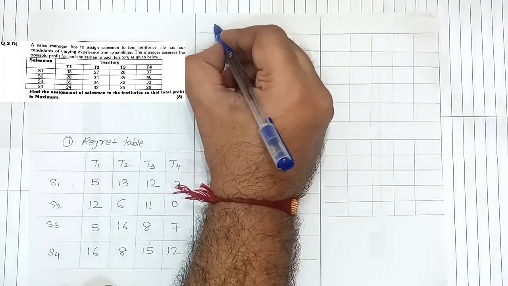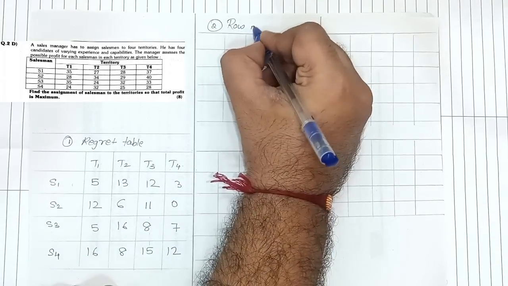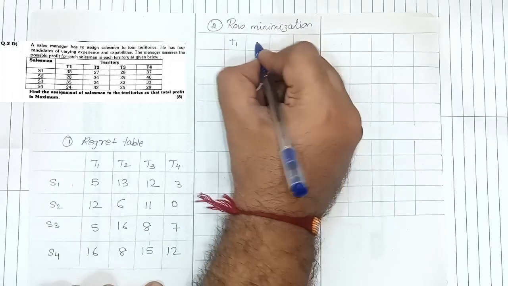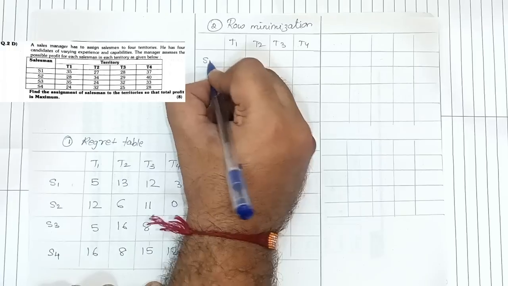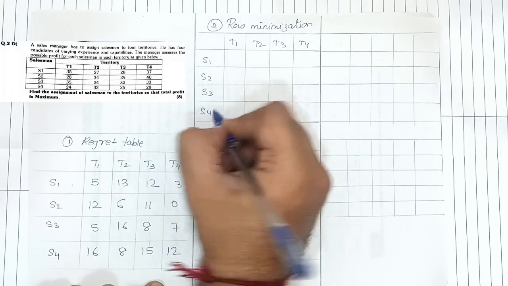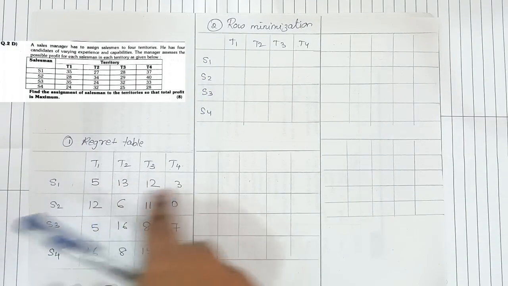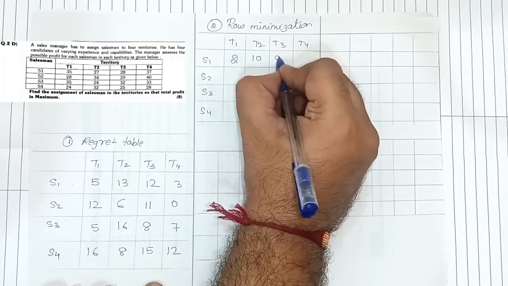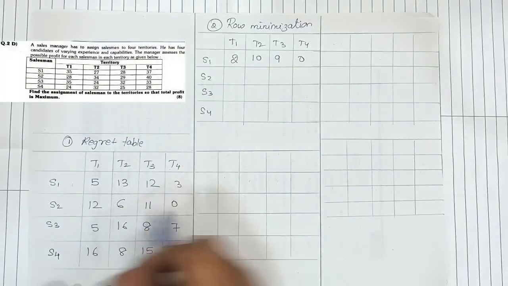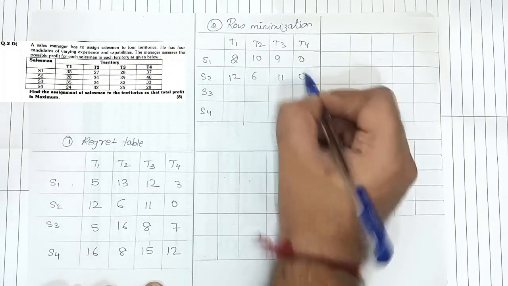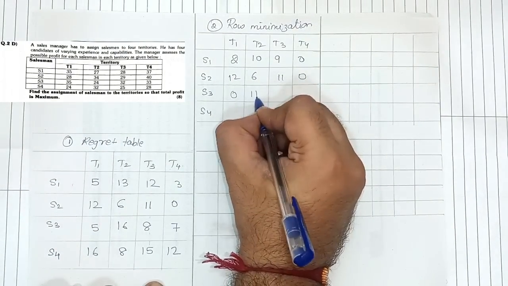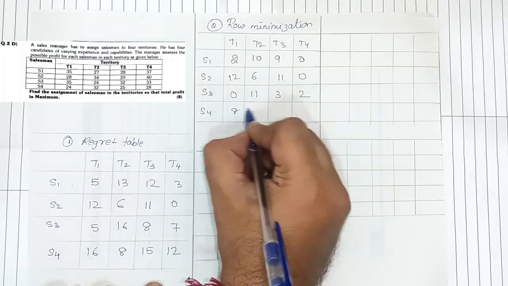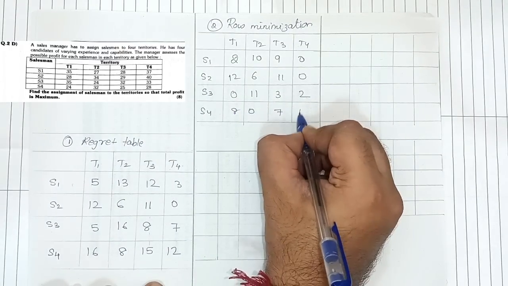After making that, the second step is row minimization. Again the table remains the same, T1, T2, T3, T4, S1, S2, S3, S4. Row wise, pick up the lowest value and subtract it from all other numbers. The first row's lowest is 3, so 5 minus 3 is 2, then 10, 9, 0. In the second row, the lowest is 0, so every value will remain as it is. In the third row, 5 is the lowest value, so 0, 11, 3 and 2. In the fourth row, 8 is the lowest, so 8, 0, 7 and 4.